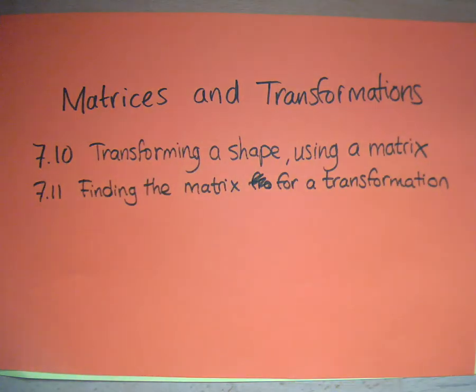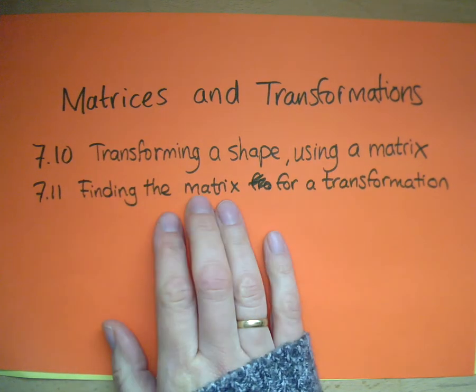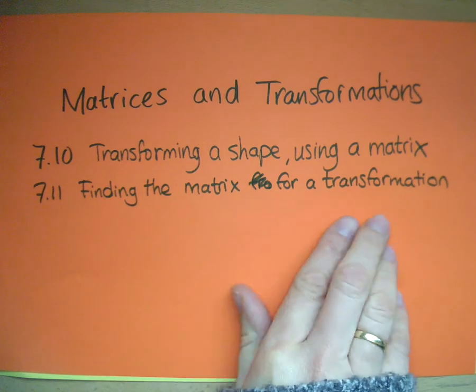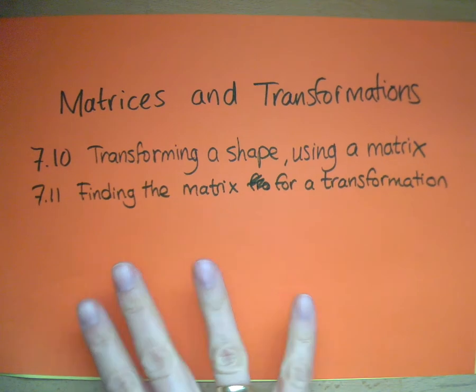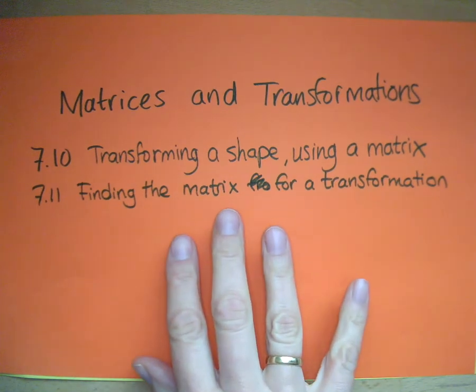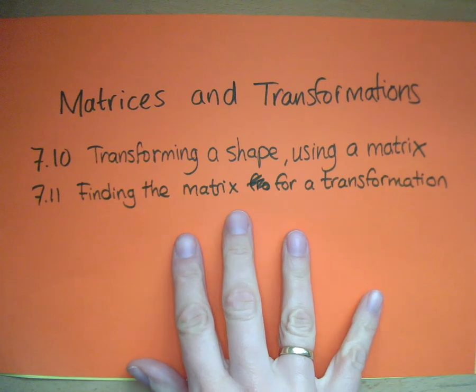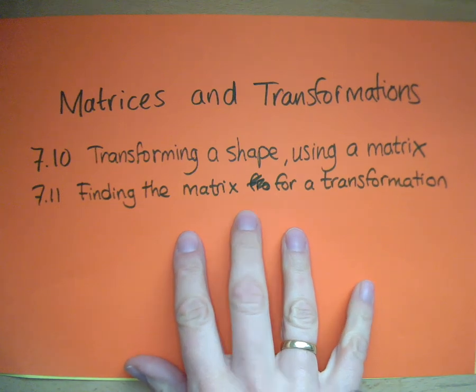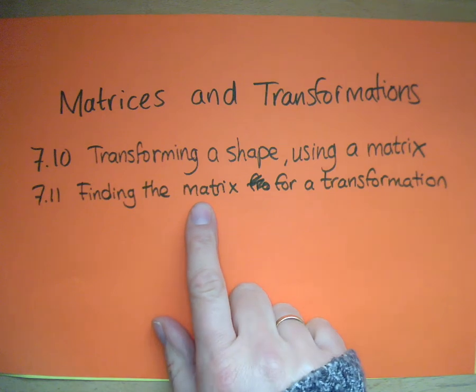More on doing transformations with matrices. Today we're going to learn to find the matrix for a transformation. So the transformation will be given, you'll be asked to find the matrix. Something like, we want to reflect in the x-axis. What is the matrix that we use to do this transformation?